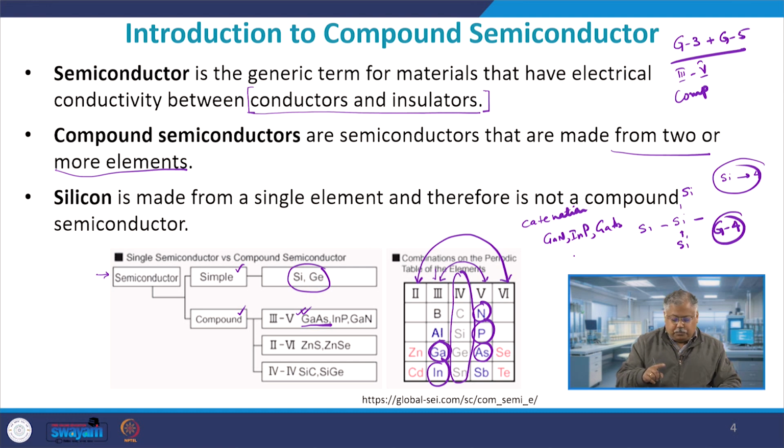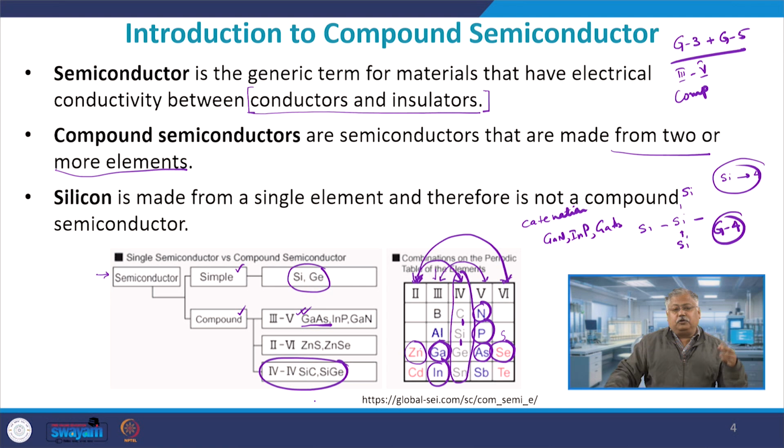Now, if you go to group 2, 6, which is this and this, group 2 and 6 means this, and group 6 means this. So, it is basically zinc sulphide, sulphide will be here, and then zinc selenide will be here. Then you will have silicon carbide, right, and then you will have silicon germanium, right. This and this can also be compound semiconductor within group 4. So, this is group 4 element.